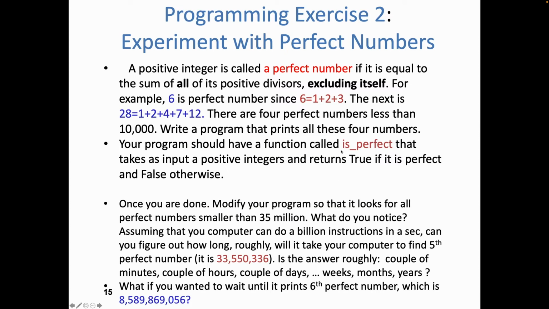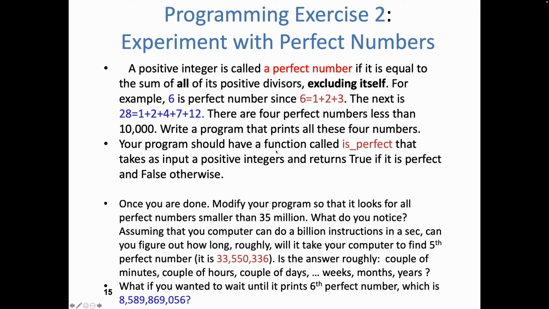This is task 7. Today's programming exercise 2. Experiment with perfect numbers. A positive integer is called a perfect number if it is equal to the sum of all of its positive divisors, excluding itself. For example, 6 is a perfect number since 6 is equal to 1 plus 2 plus 3. The next is 28. There are 4 perfect numbers less than 1000.